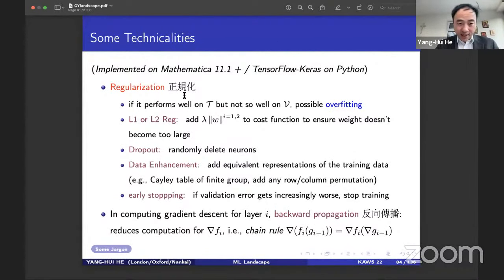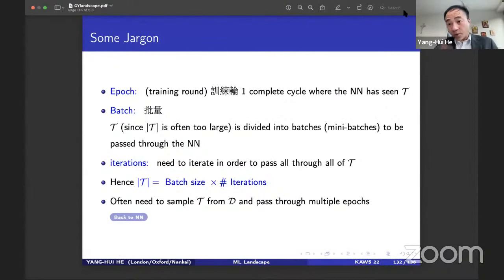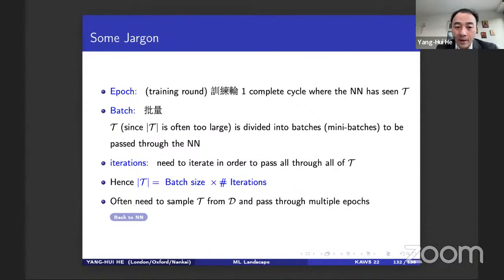I won't get into the technicalities of regularization, but I just want to say there's some technical jargon. During the training of a neural network, there are things called a training round or an epoch. I'm going to use this in an example shortly, which will illustrate all of the things I'm talking about. So this is one complete cycle where your neural network has seen the training set. This squiggly T is my training set. And so that's the epoch.